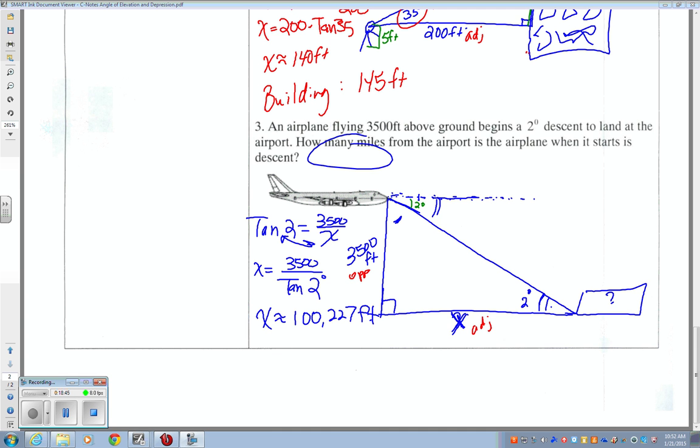How many feet in a mile? 5,000. Yeah, he's right. 5,280. Yeah.